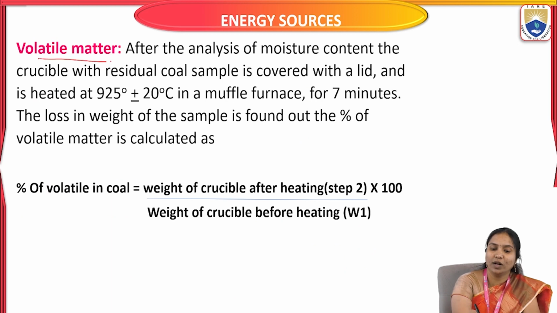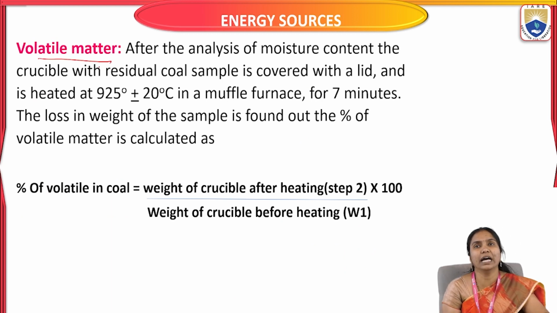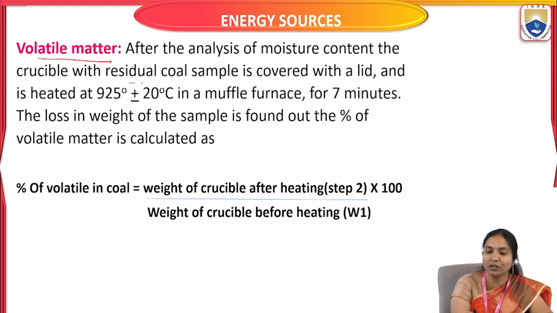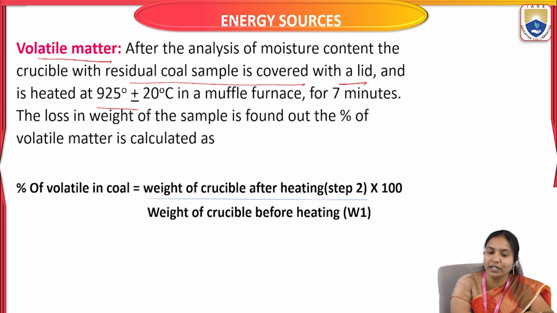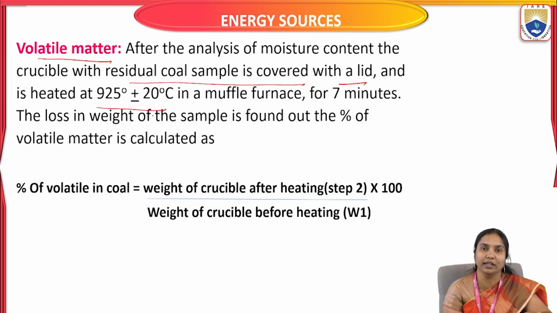And the second one is volatile matter. After the analysis of moisture content, the crucible with the residual coal sample, the same coal sample, is taken for this test. The crucible containing the residual coal sample is covered with a lid and heated at 925 plus or minus 20 degrees centigrade.